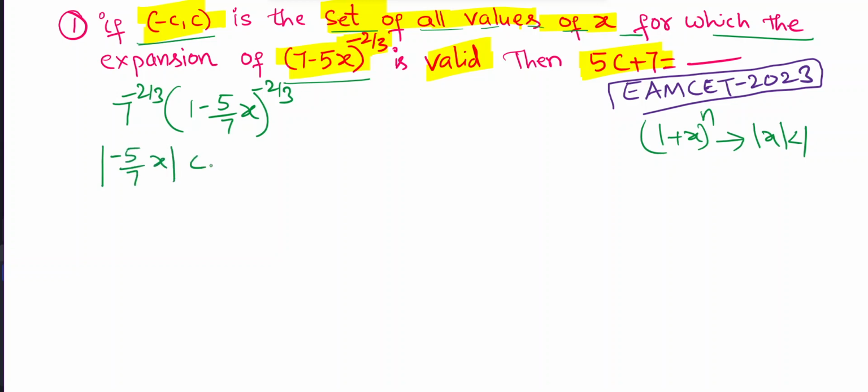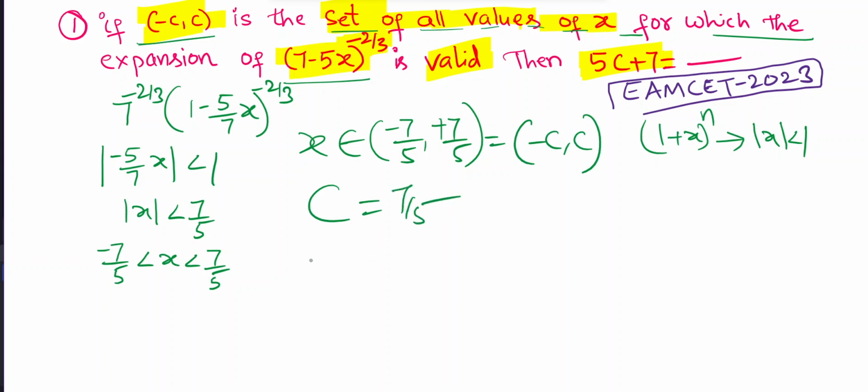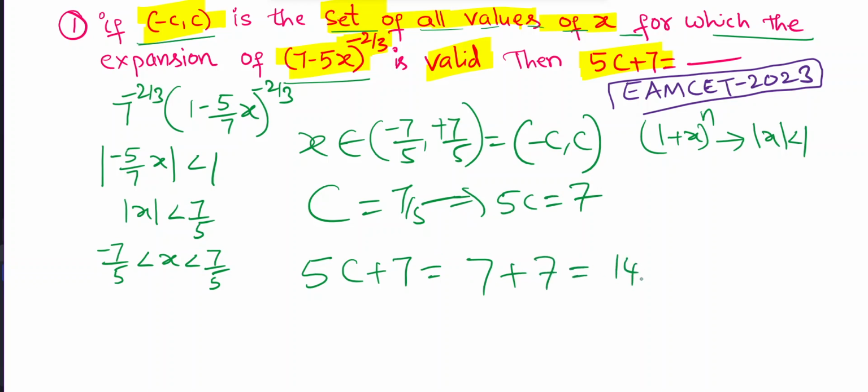From this, |x| < 7/5. This is written as -7/5 < x < 7/5, that is x belongs to (-7/5, 7/5). Here this interval is given as (-c, c), so c is equal to 7/5. Now we find the value of 5c + 7. From this 5c is equal to 7. Substituting, 7 + 7 is equal to 14. This is the value of 5c + 7.